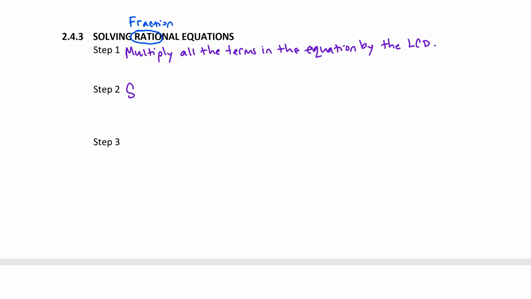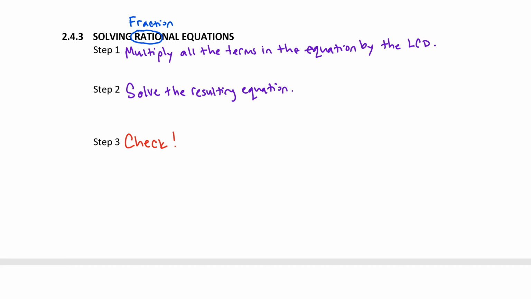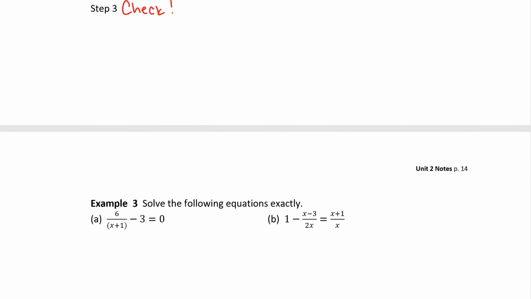And step 2, solve the resulting equation. At that point, it may be linear, it may be quadratic. You'll have to assess the equation and then apply an appropriate set of steps. And then our last step is always check. Check by substitution, and that can be as simple as plugging it in and checking with your calculator. So let's give it a try.